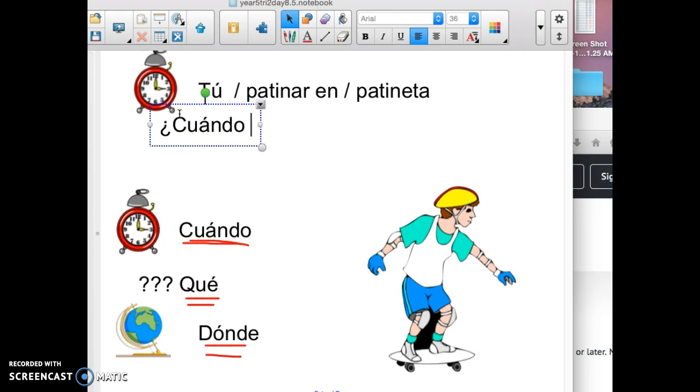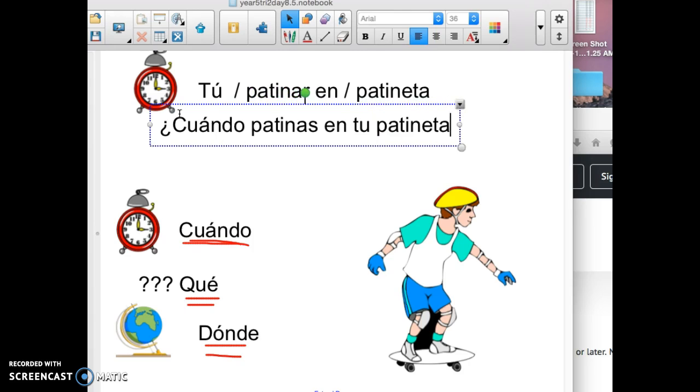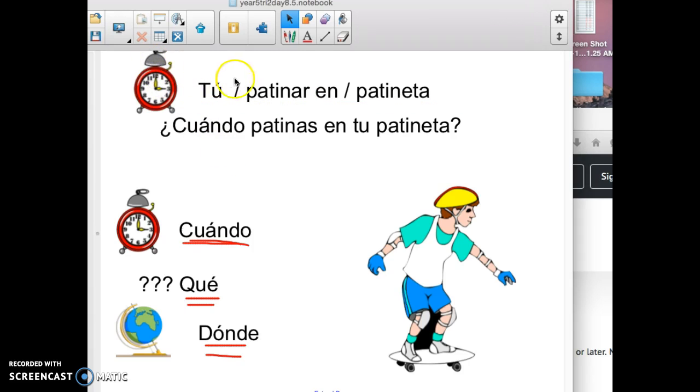And then when I'm saying skate, it's going to be patinas and then you say your skateboard. So it's tu patineta. Cuándo patinas en tu patineta. Okay, when do you skate on your skateboard?